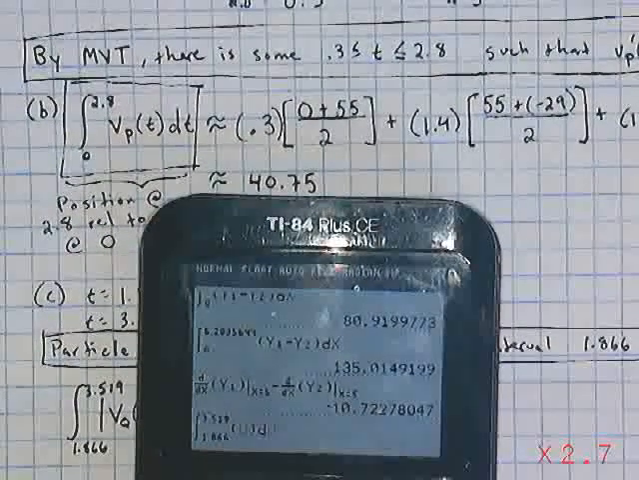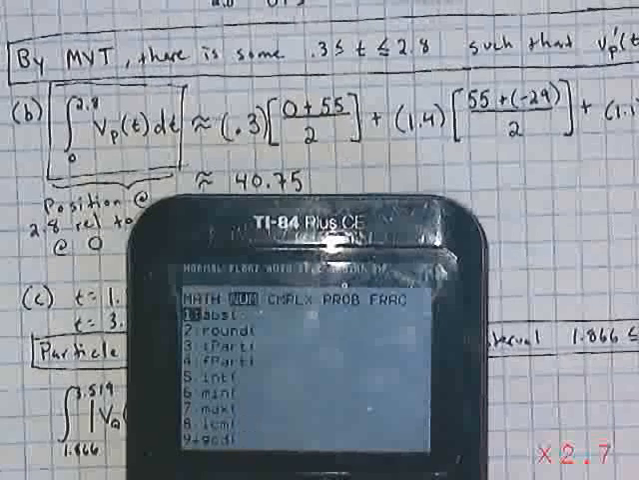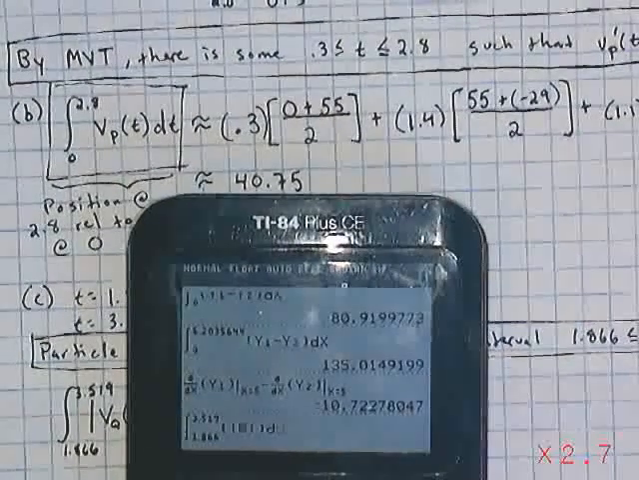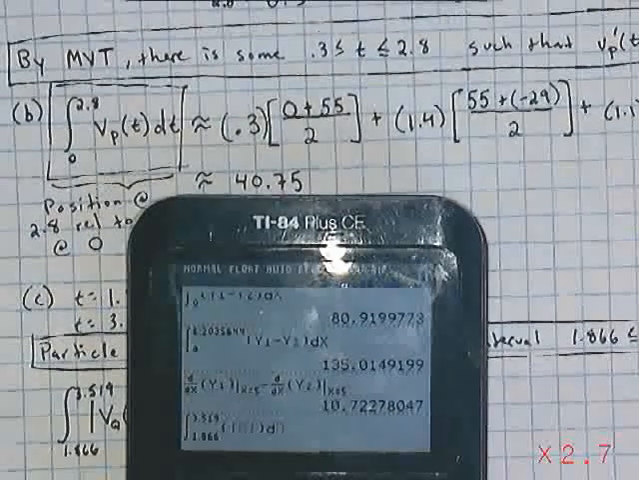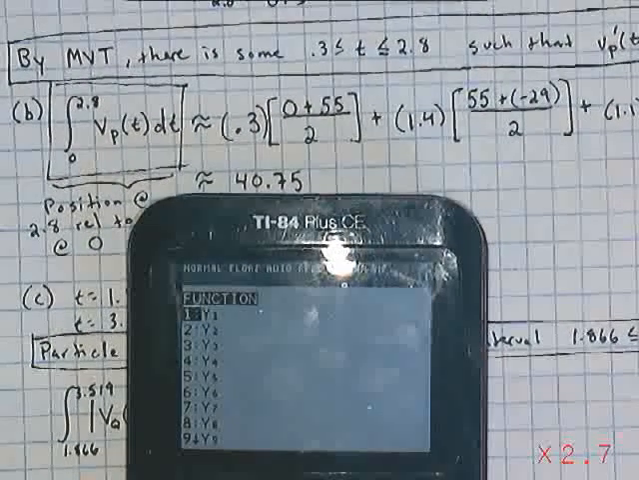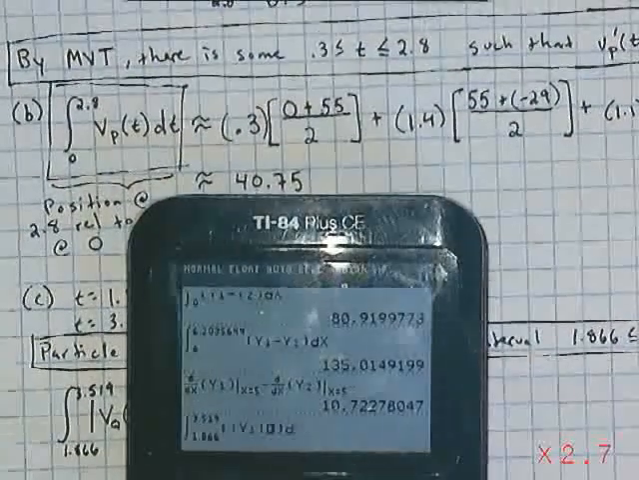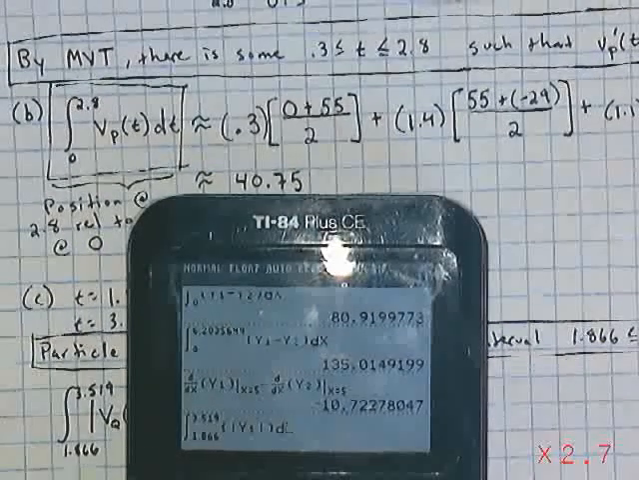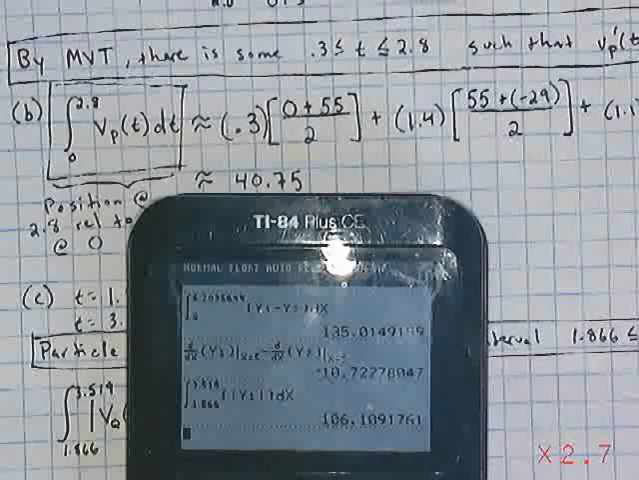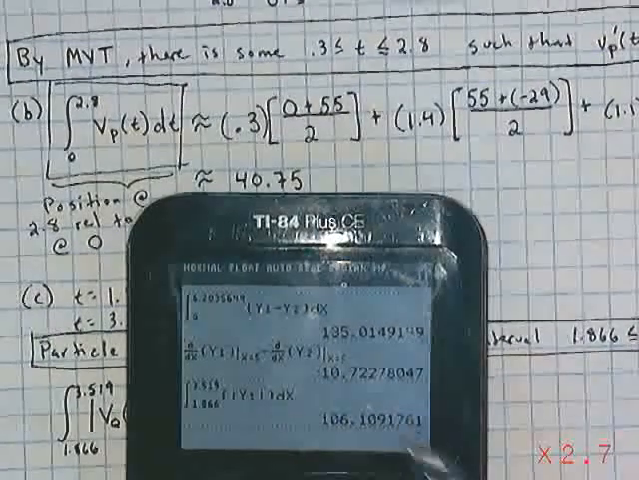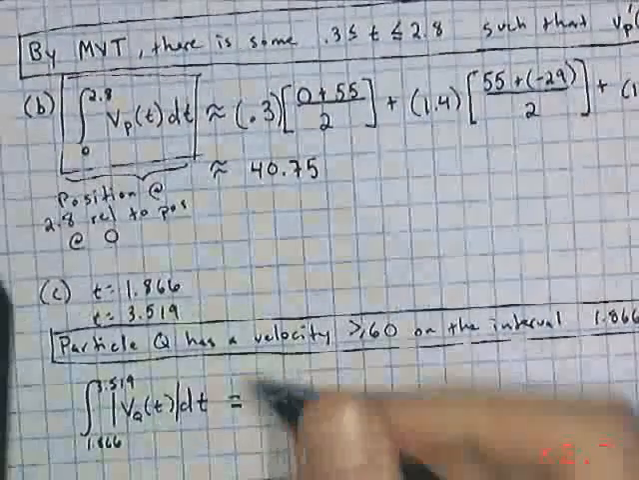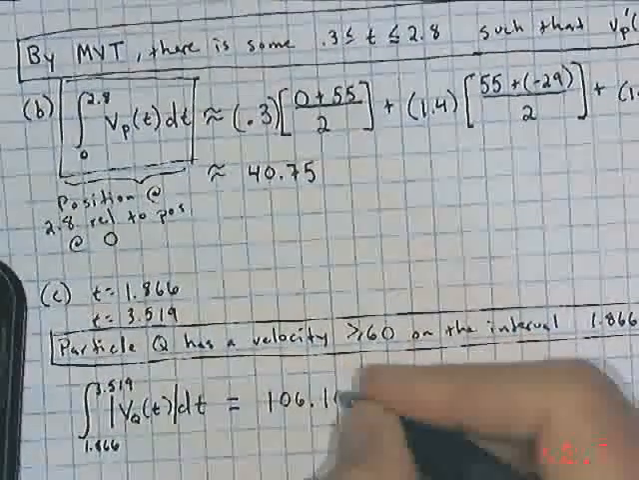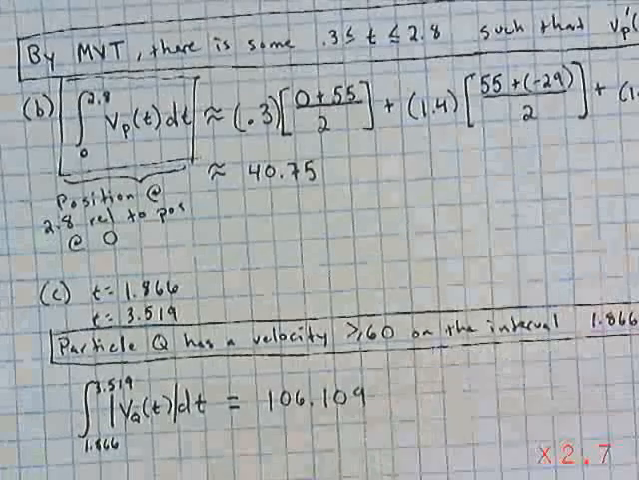So we'll go math, num, absolute value, option 1. See those absolute value bars? Then we'll go to y bars, 1. We are integrating this with respect to x. Press enter. And so this is the total distance traveled: 106.109.